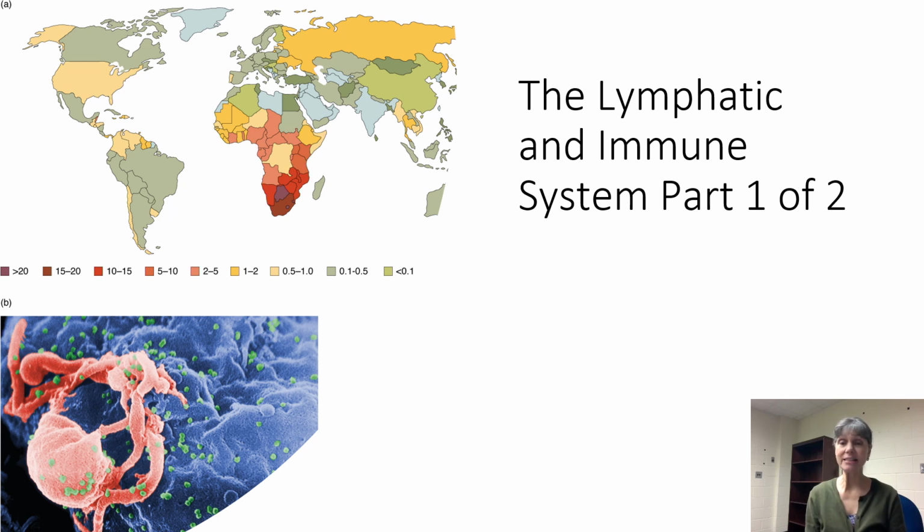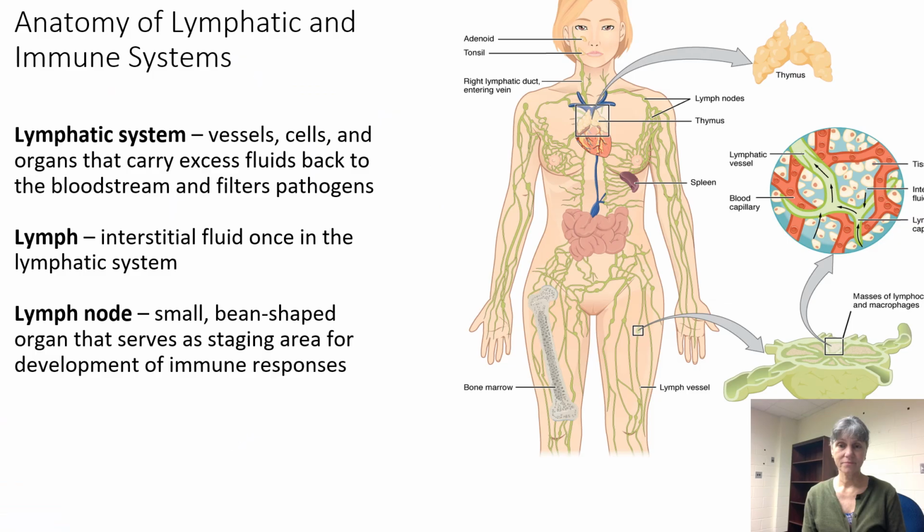This slide presentation is part 1 of 2 of the lymphatic system and the immune system. We're going to start by looking at the anatomy of the lymphatic and immune systems.